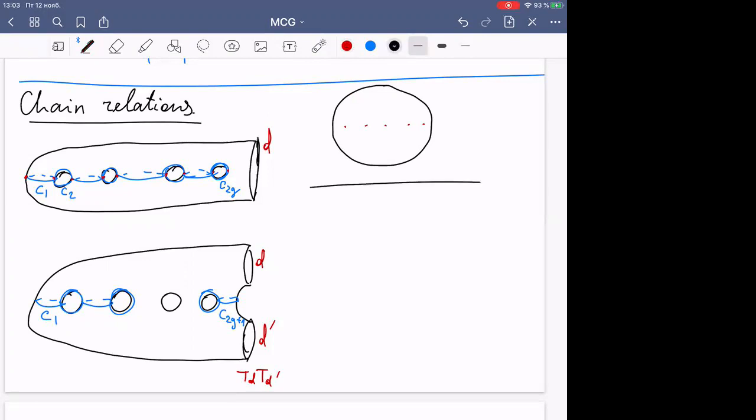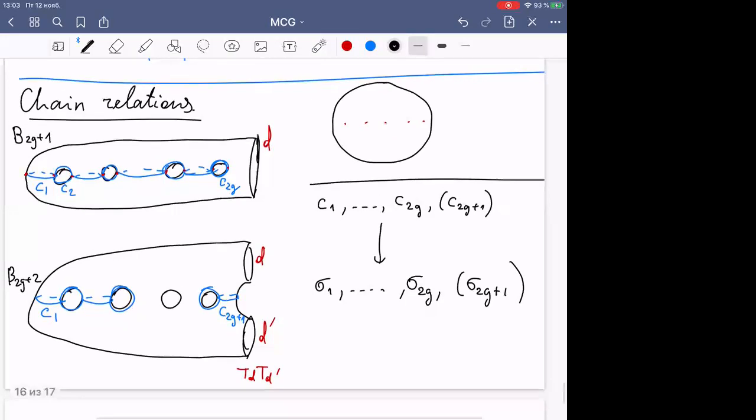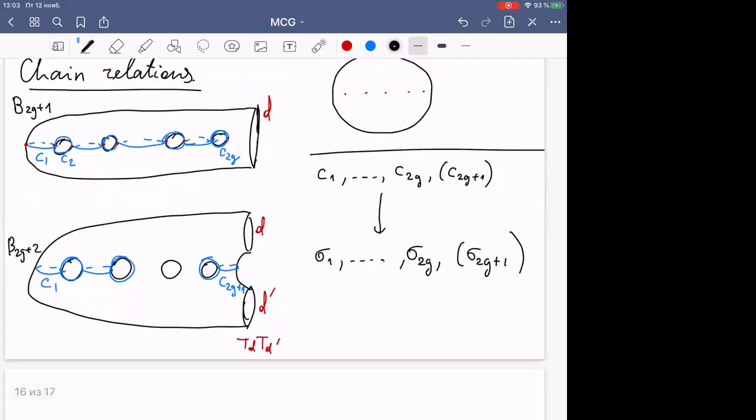And these C1, C2g, and C2g plus one in the lower situation also, correspond in the braid group to the usual generators, C1 to sigma 1, and so on. Here we have the braid group on 2g plus 2 strands, and here we have the braid group on 2g plus 1 strands. So this is exactly the number of standard generators. This sigma i is the standard generator.